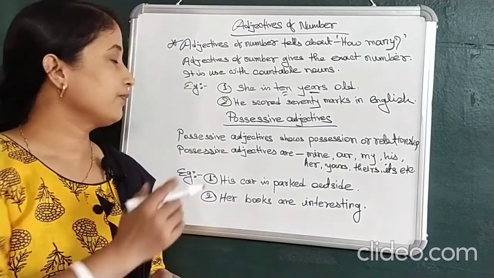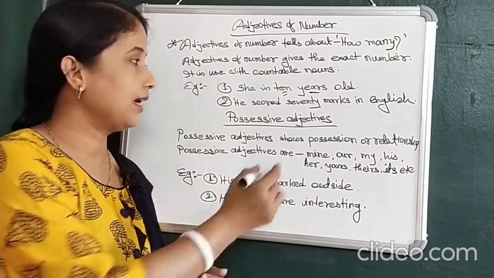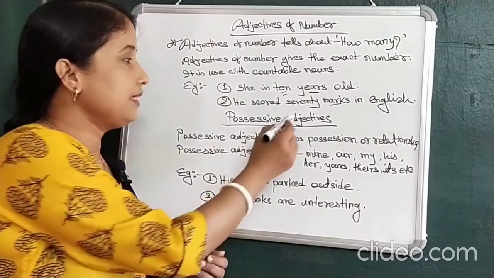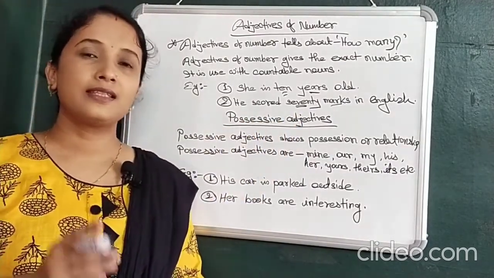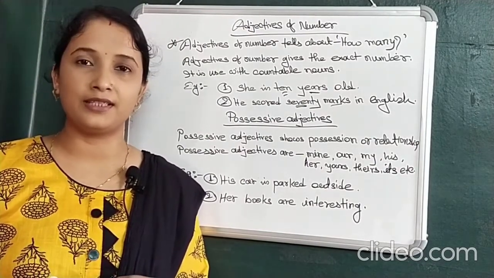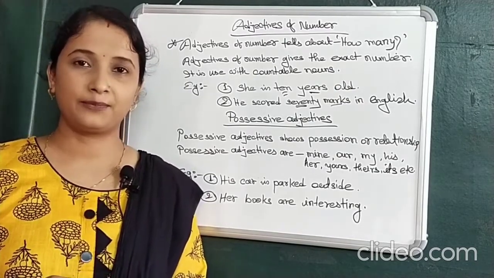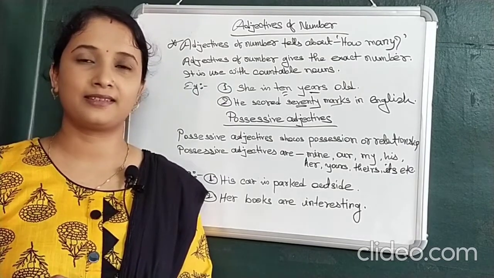Next example, he scored 70 marks in English. Here marks is a noun and 70 is an adjective of number because 70 is a fixed number. It is countable. We can count 70. So 70 is here an adjective of number. Adjectives of number are always used with countable nouns.